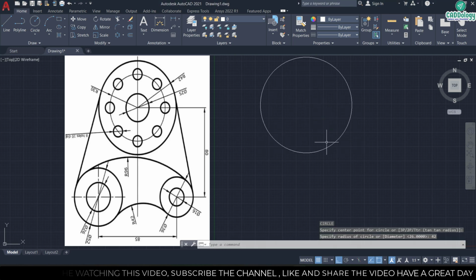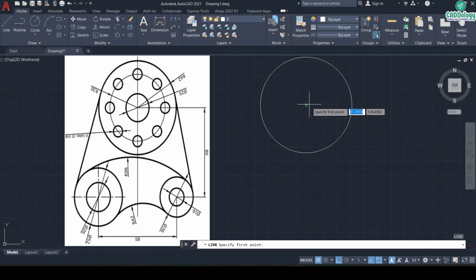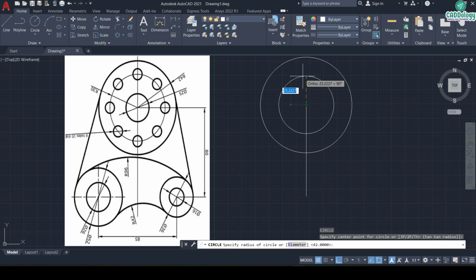Make a circle of radius 42. Make a line of 80 mm. Make another circle of radius 30.